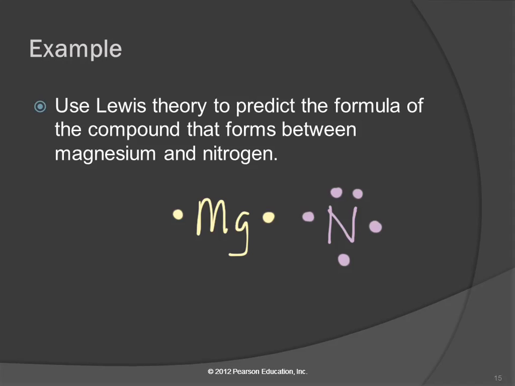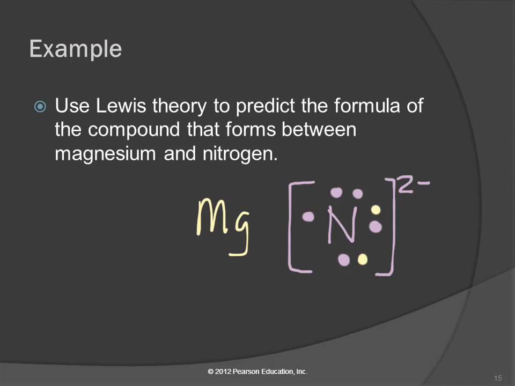Well, let's see what we can do. So this nitrogen needs 3 more electrons, and this magnesium needs to lose 2 electrons. So we could take these 2 electrons and give them to nitrogen. So I'll put 1 over here and 1 over there, and I took those off. Took those off. Now we've got some charges going on, right? This is 2 minus. It's got brackets now.